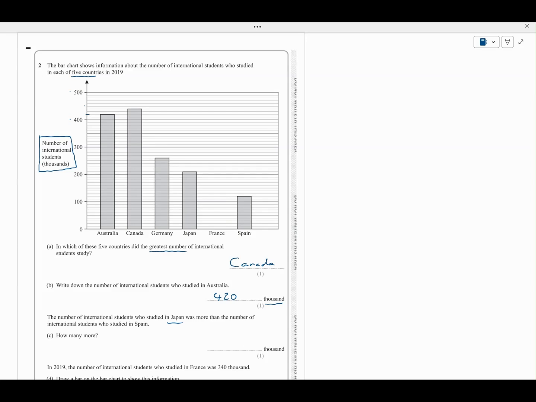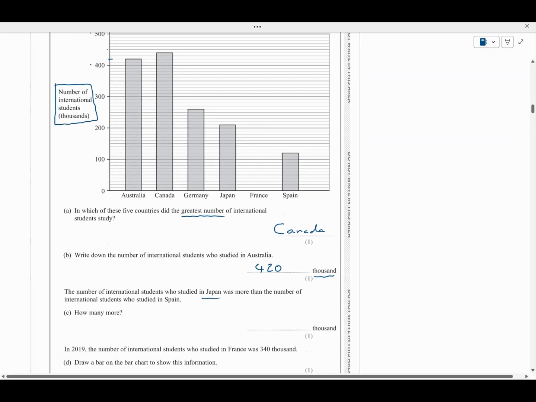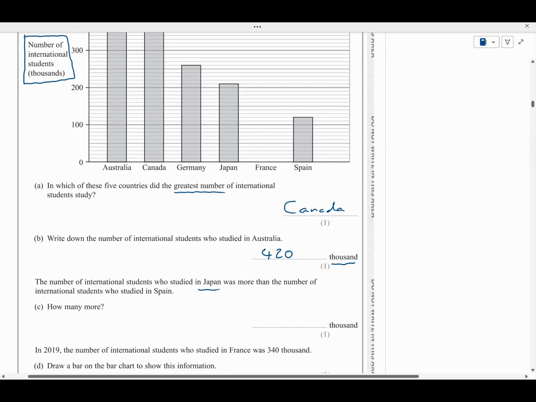The number of international students who studied in Japan was more than the number who studied in Spain. How many more? Well, let's have a look. How many international students studied in Japan? That number there, 210,000. And we'll subtract the number who studied in Spain. That's there, 120,000. So the difference between those is 90,000.